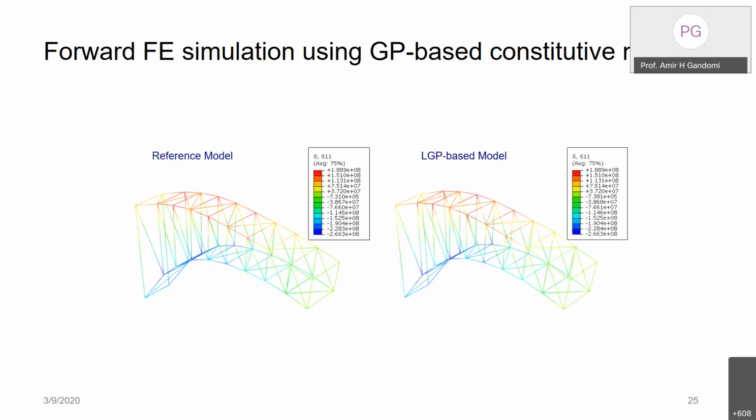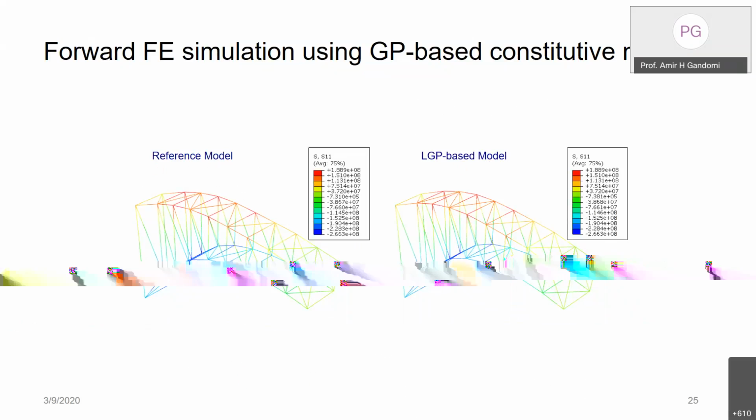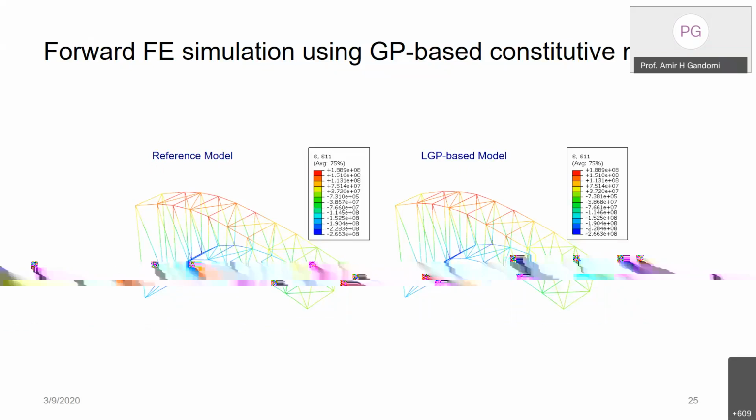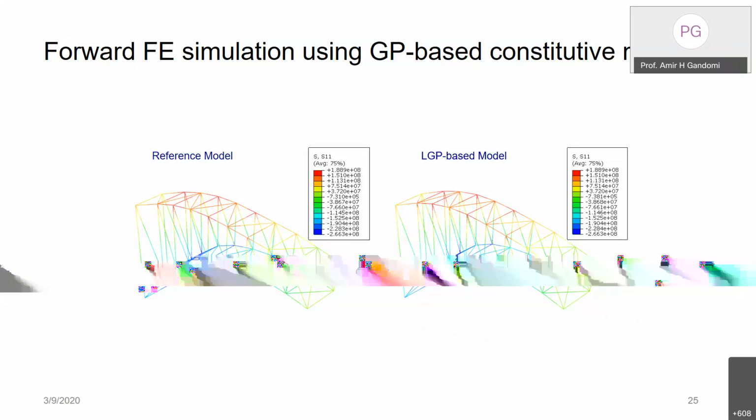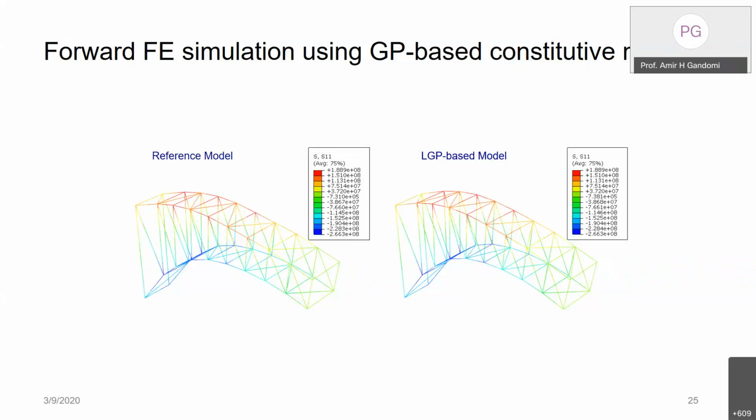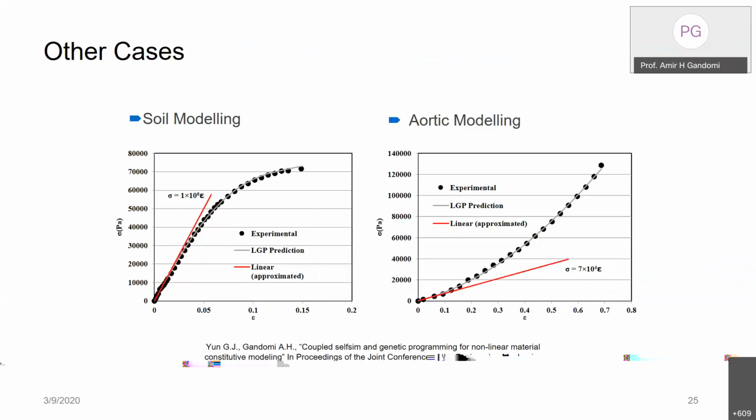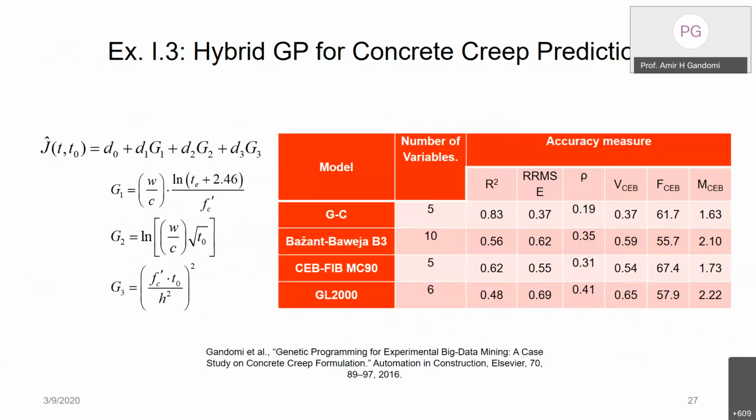And this is the reference model, and this is the genetic programming-based model. You can see the models are almost identical, and the GP model is very similar to the reference model, which was the Ramberg-Osgood model. And I also solved some other cases like soil modeling and aortic modeling, but there's no time to go into the details.